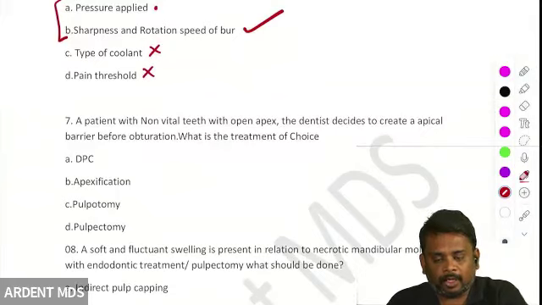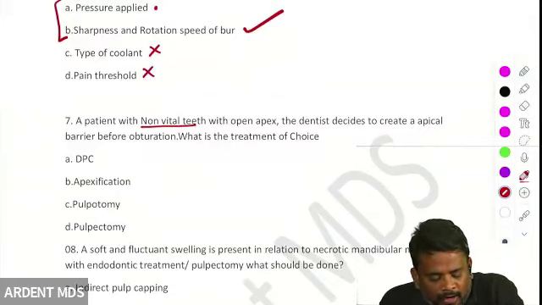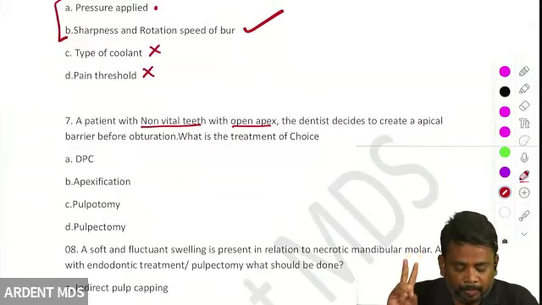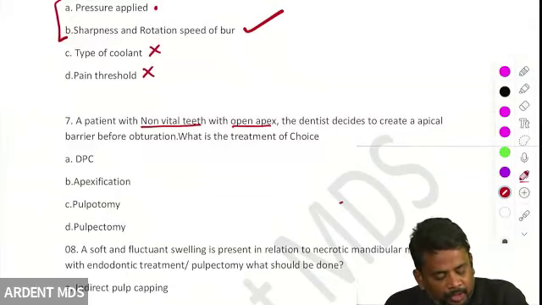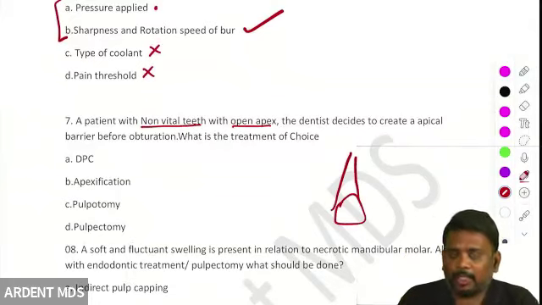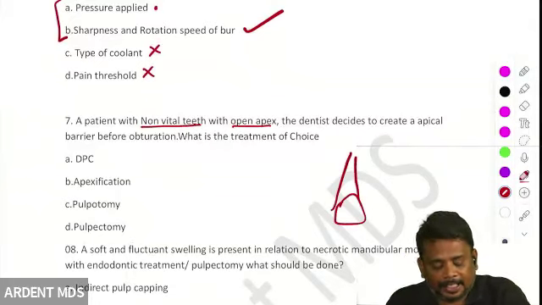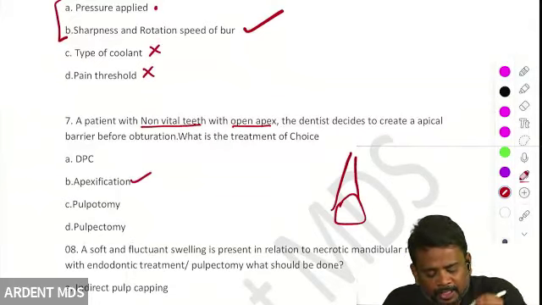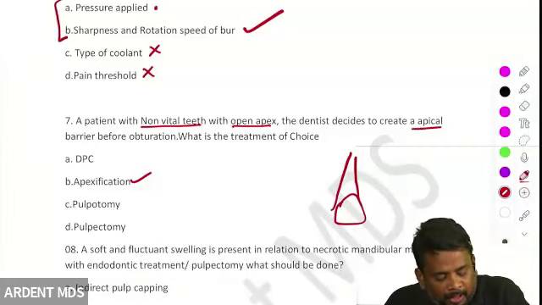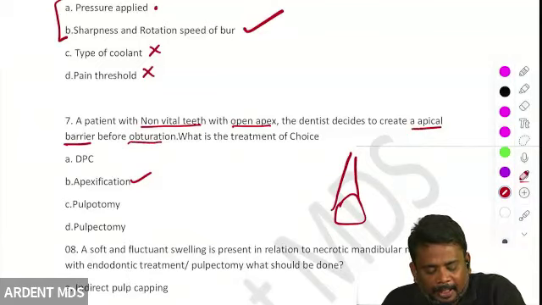They're talking about a non-vital tooth in a student, and it is an open apex. There are two important points here, two key points. If it is an open apex and non-vital, usually for non-vital cases with open apex, what is the treatment of choice? Apexification. So what is the question they say here about an apical barrier before the obturation?